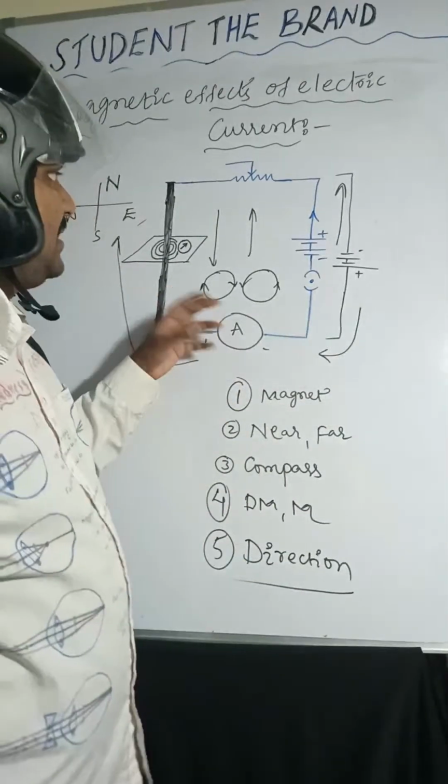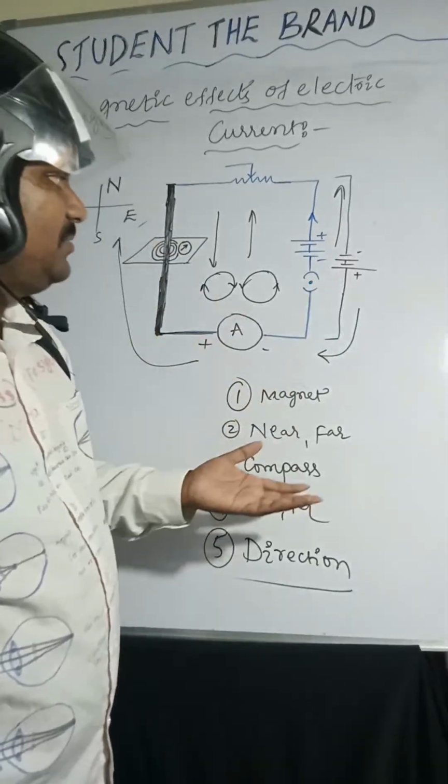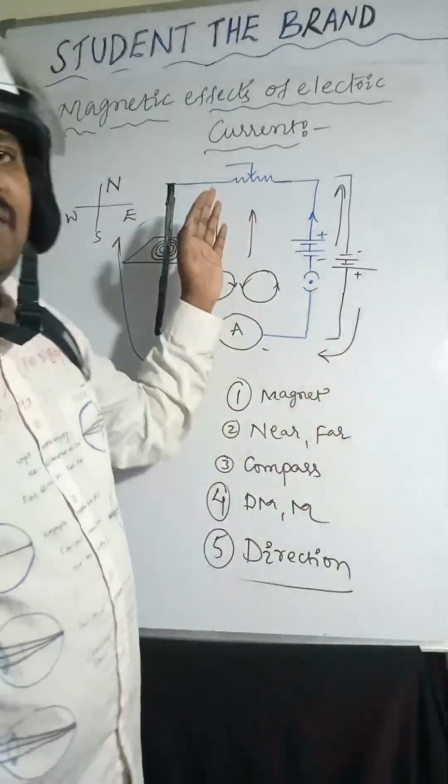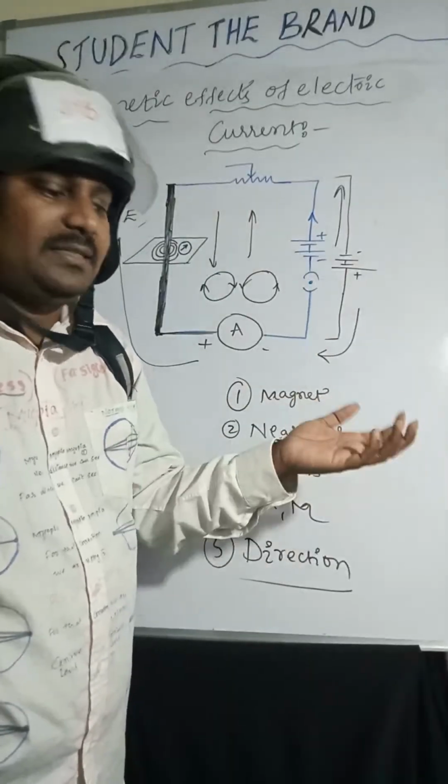So till now we discussed magnet. It produces magnetic field lines, concentric rings will be there. Near to the conductor, magnetic field will be more. Away from the conductor, magnetic field will be less. Like that we discussed so many points related to magnet.